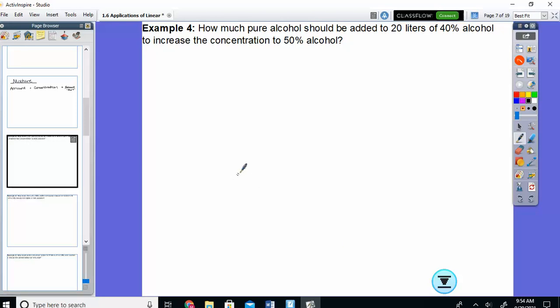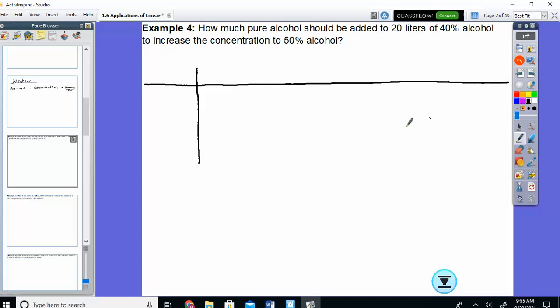So what I'm going to do is set up a table. I'm going to put that formula across the top. The amount times concentration equals the amount pure. That's my formula. Those are going to be the columns of my table.